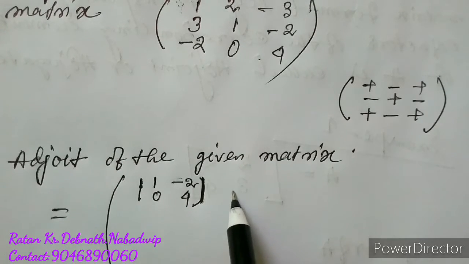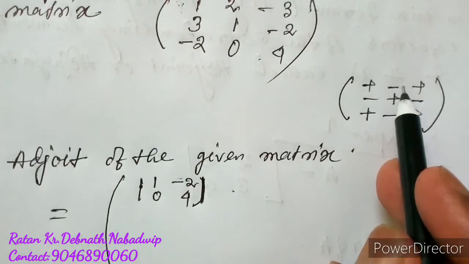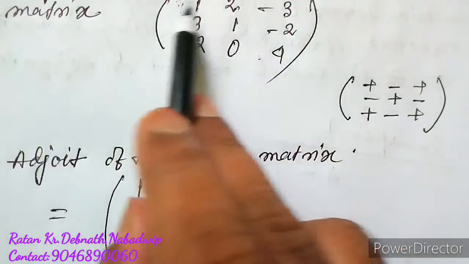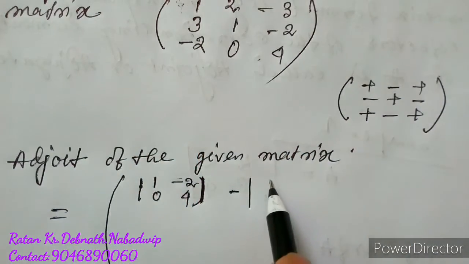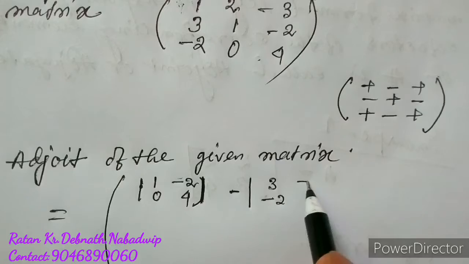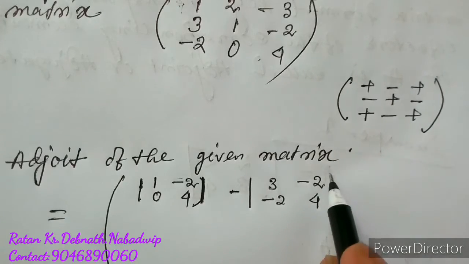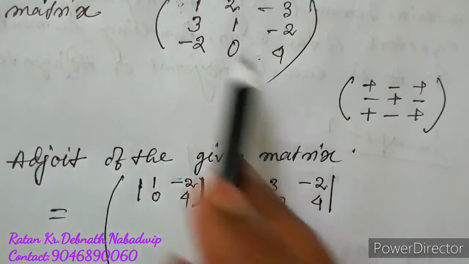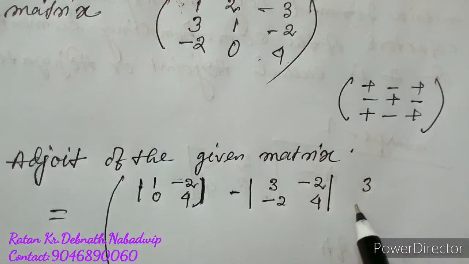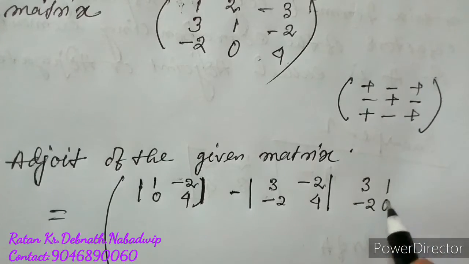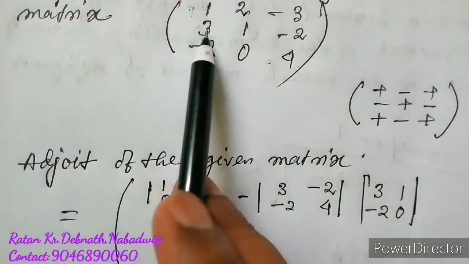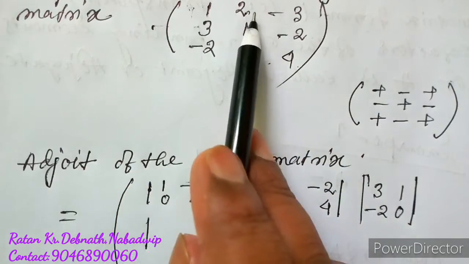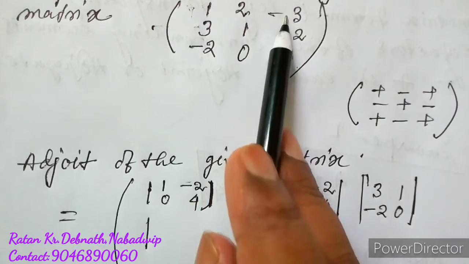Cofactor of 2, positional symbol is negative, so minus, this row suppress, this column suppress, 3 -2 -2 4. Cofactor of -3, this row suppress, 3 -2 1 0. Cofactor of 3, this row suppress, so 2 0 -3 4.